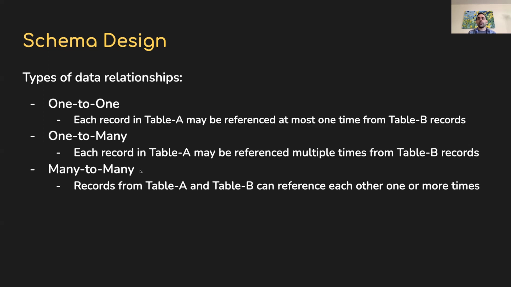Additionally, you could have a many-to-many relationship, and this is where records from table A and B can refer to each other multiple times. A really good example, we already saw this with our school example. Enrollments is an example of a many-to-many relationship. Why is that a many-to-many relationship? Well, you're combining courses and students.